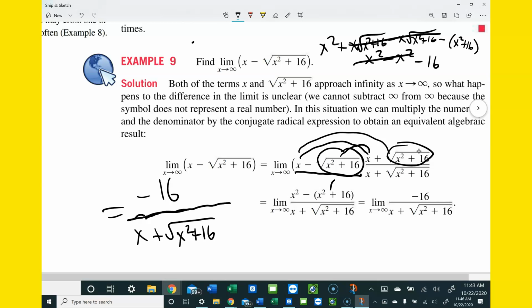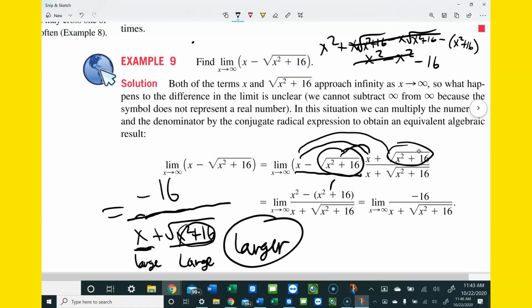Now let's imagine x approaching infinity. What happens to this term? It gets really, really large. What happens to this term? This is also getting really large. It's the square root of something really large, which is still something really large. So large plus large is even larger. So we have negative 16 over basically something infinitely large, which means this goes to what?